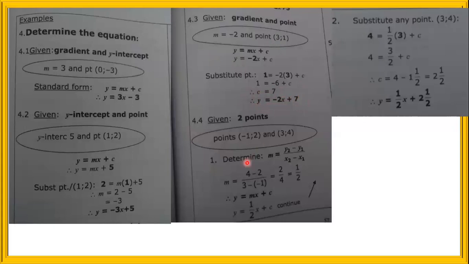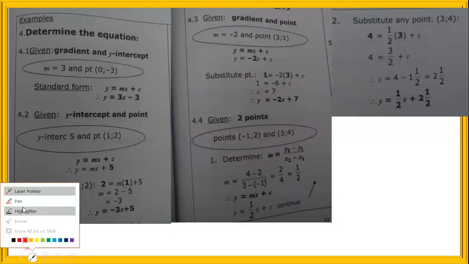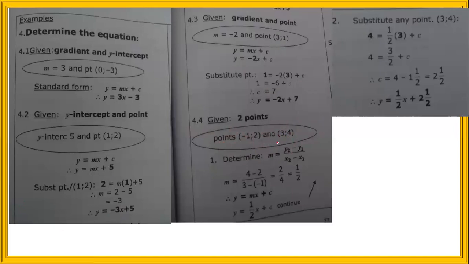Okay, let's say now you're given only 2 points and you're asked to determine the equation of the straight line. When you're given 2 points like this, the first thing that you need to do is calculate the gradient of that line. Remember from your notes, you know that gradient is defined as the change in y over the change in x. So we need to know what y2, y1, x2, x1 is.